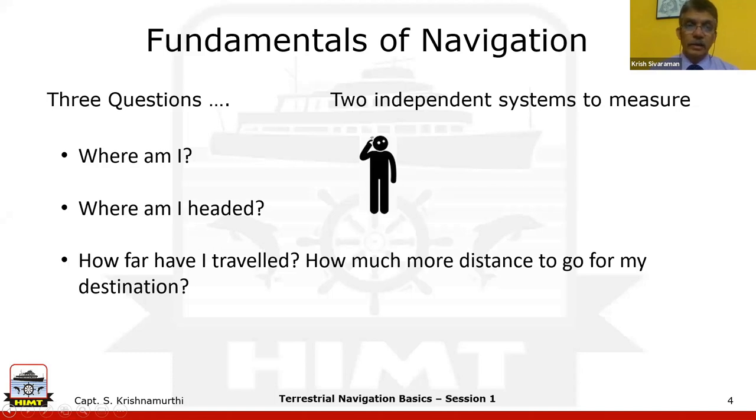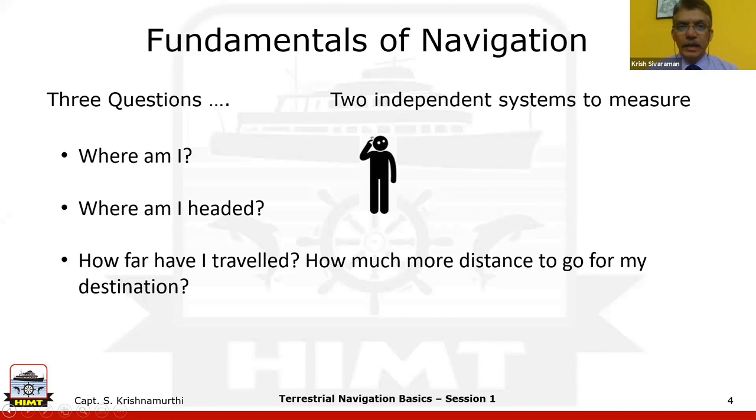Now, out in the deep blue sea, not on the coast, please answer the first question. Where am I? What are the two independent sources of information that you have? Lat and long is your address, that is where you are. But what is the method of finding out where you are out at sea? GPS. And? Celestial. Okay. Celestial objects. Terrestrial also we can do.